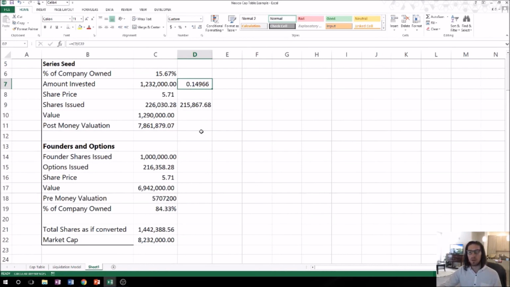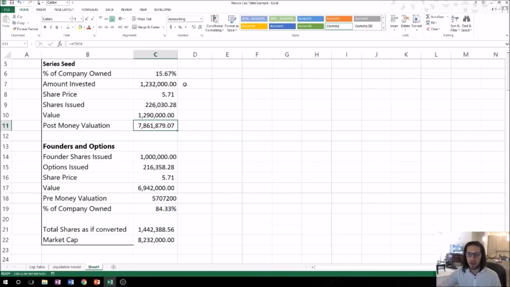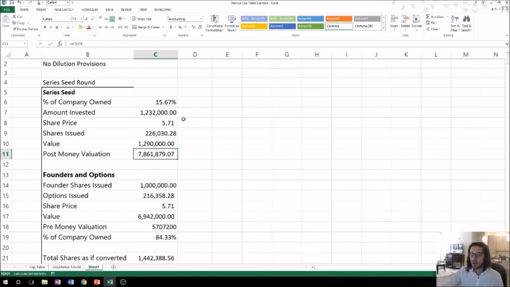The discount from the convertible note made us issue more shares than if we just took the amount invested and divided it by the share price. So that makes the effective post-money valuation 7.861, whereas on paper the post-money valuation was 8.232. So that's just a little bit of difference that you can see from these calculations, and how the convertible note will actually affect things and make the post-money valuation lower than what it appears on paper.